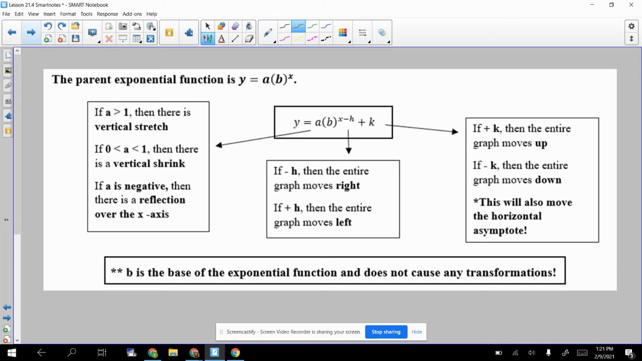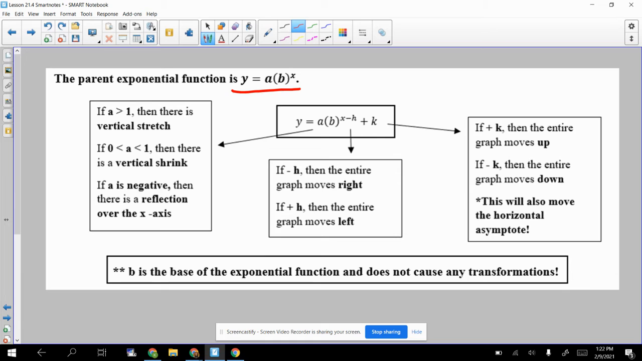So let's get started. First up, this page is super important. This is basically where you will find all of your transformations. So the exponential function, this is the parent function that we've talked a little bit about so far. So y equals a times b to the x. But there can be some changes to that function that will transform it. So the first one being this a value, okay?